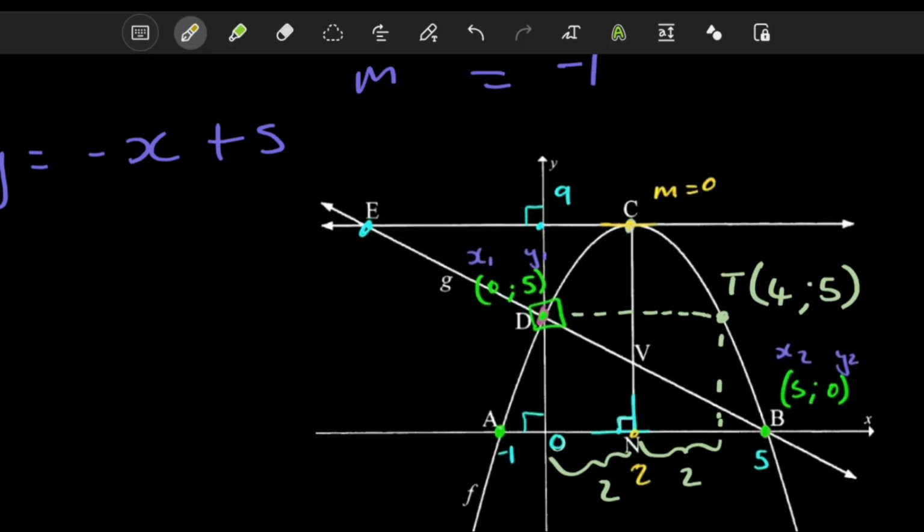It's also a point that's touching the turning point of a parabola. We know that at the turning point of a parabola, or the turning point of any graph, the gradient there is 0. So this straight line passes.